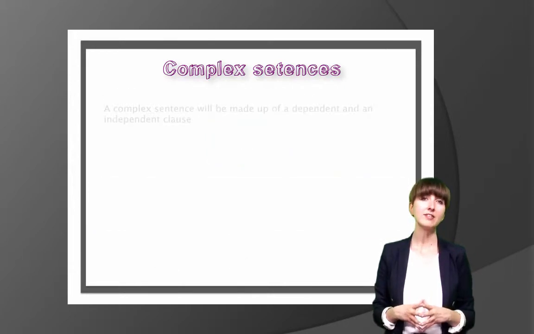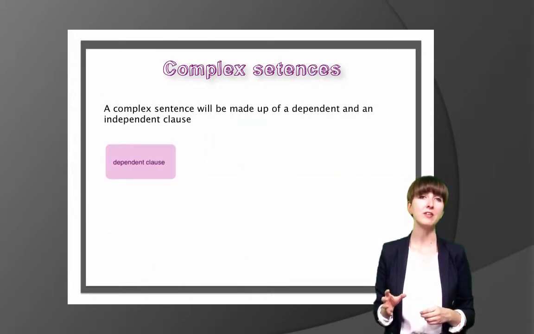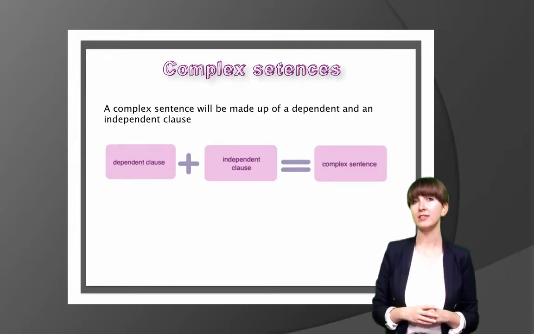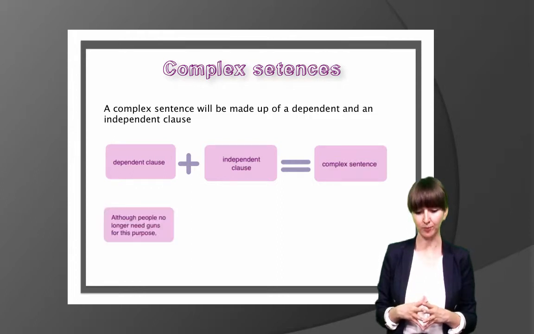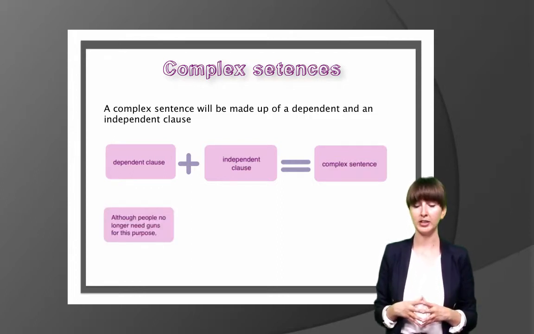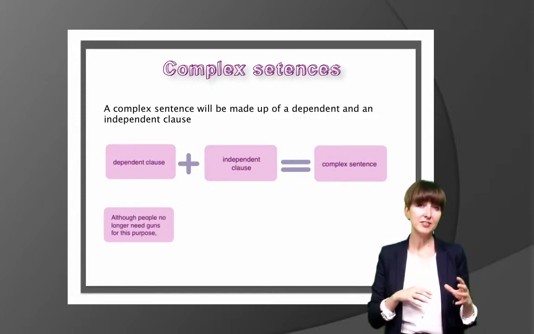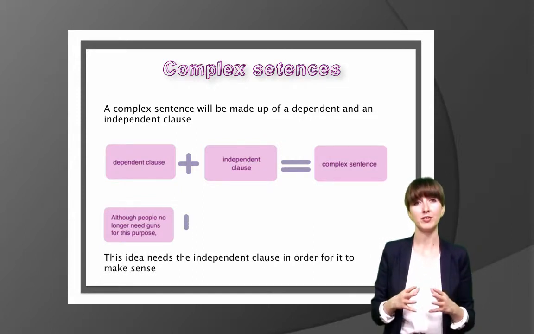Now, a complex sentence will be made up of a dependent and an independent clause. So if we have a look at this sentence again, we can see that the sentence begins with the dependent clause, although people no longer need guns for this purpose. This idea needs the independent clause in order for it to make sense.